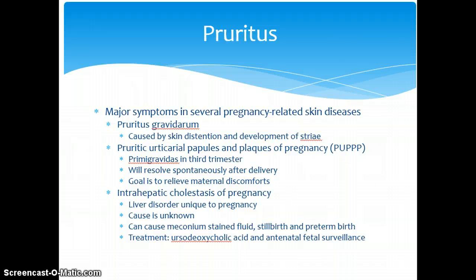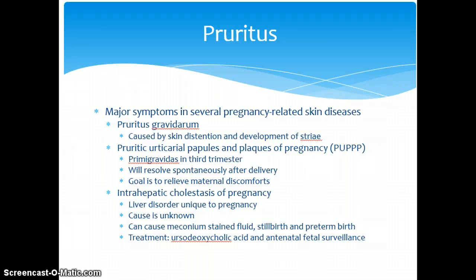Pruritic urticarial papules and plaques of pregnancy, which is PUPPP disease. This typically affects primigravidas in their third trimester. It will resolve spontaneously after delivery, and the goal is to relieve the maternal symptoms. And you can see a patient with PUPPP in figure 13.6 on page 326.